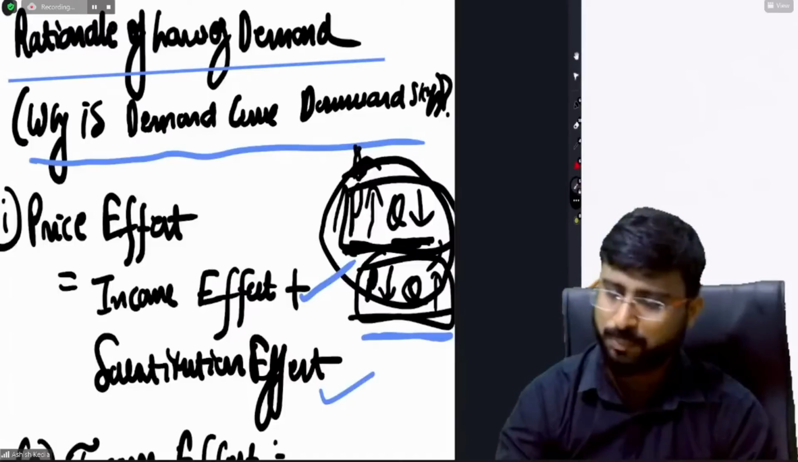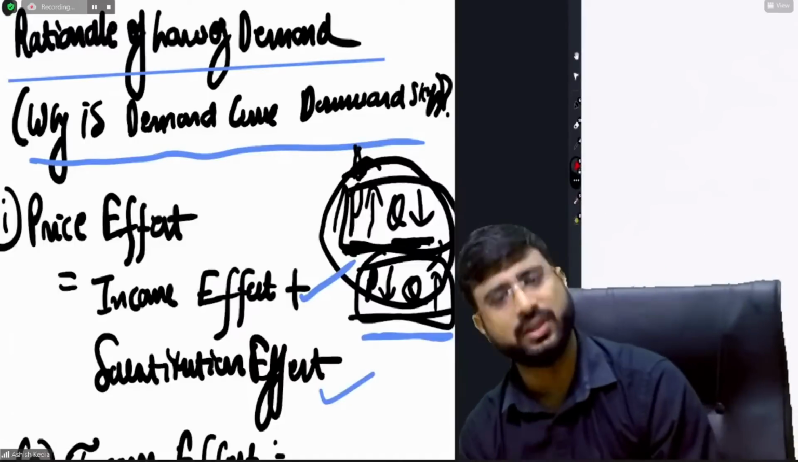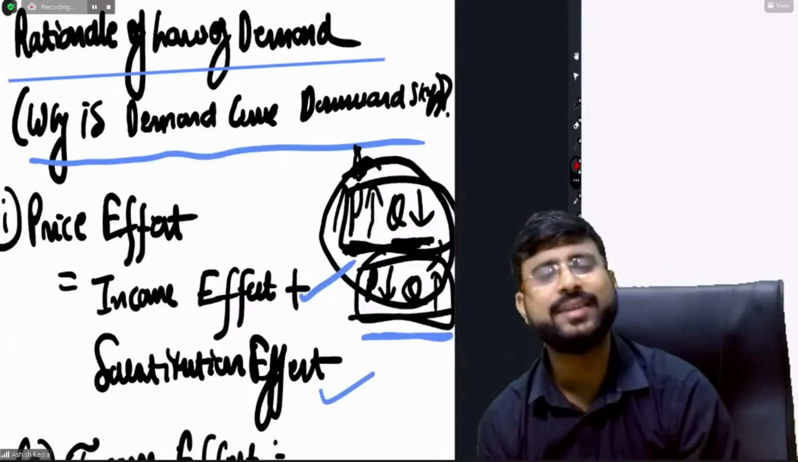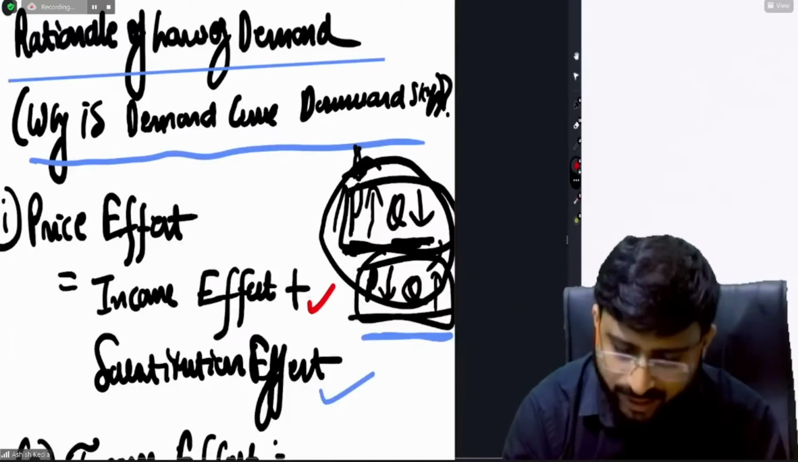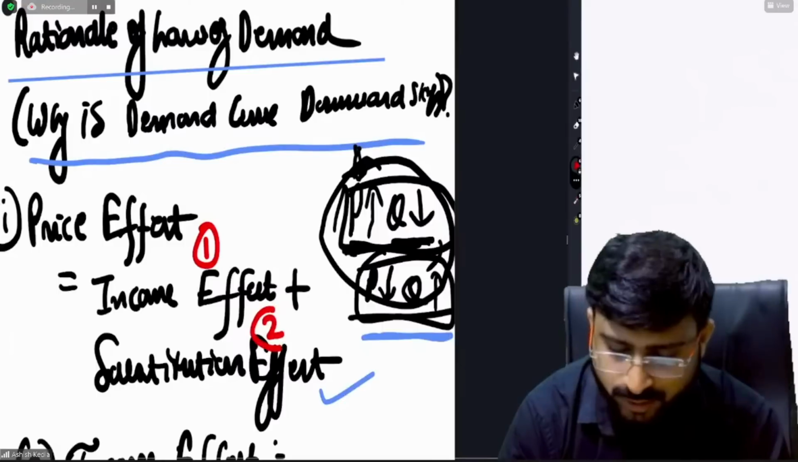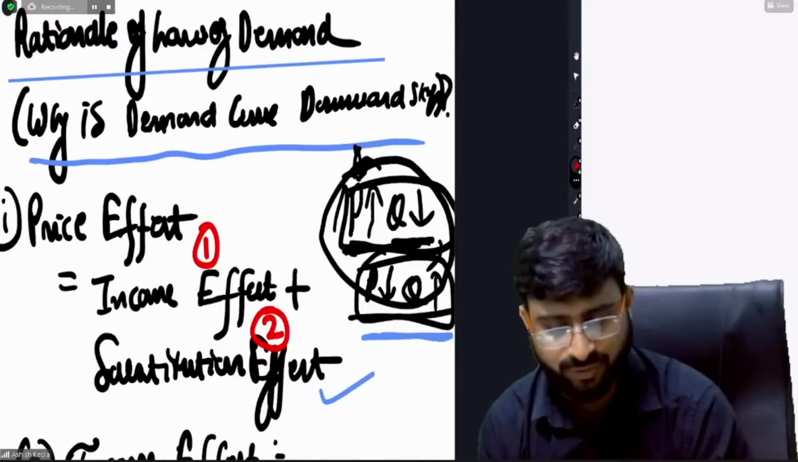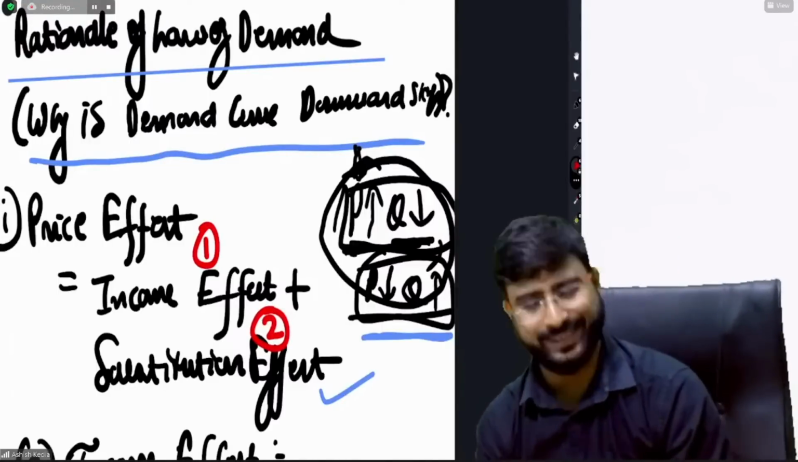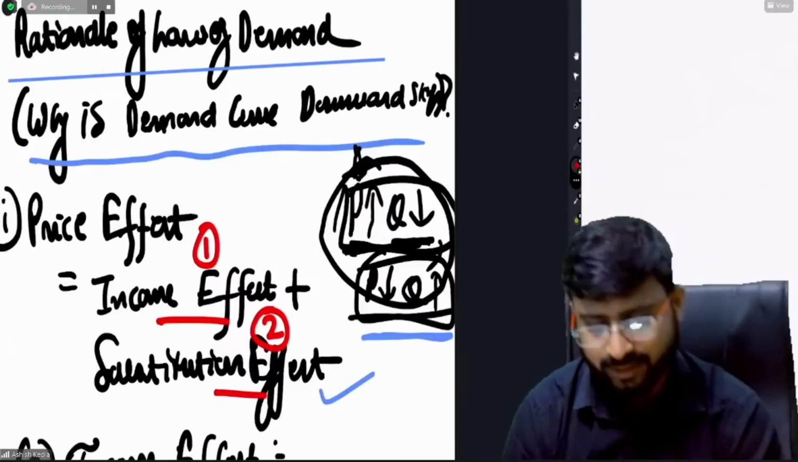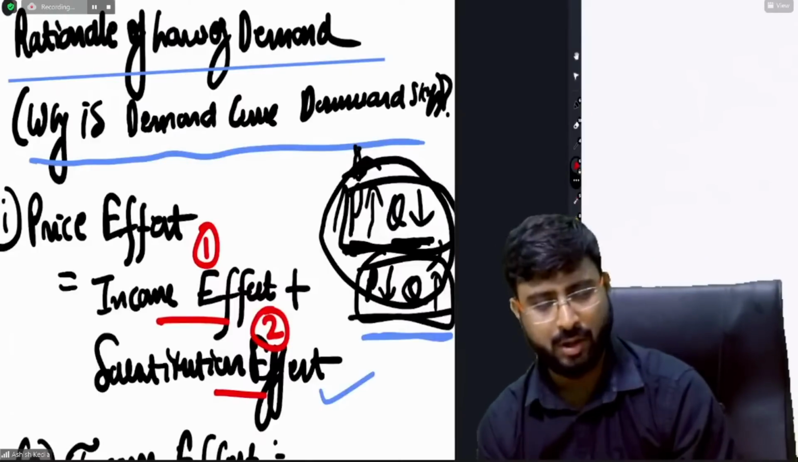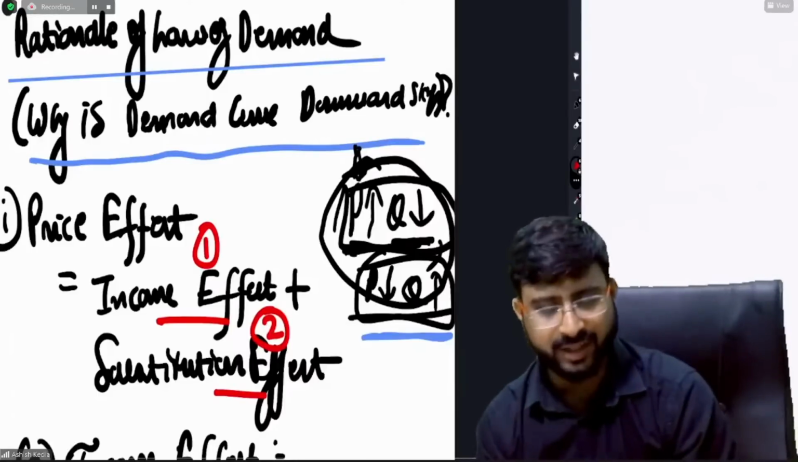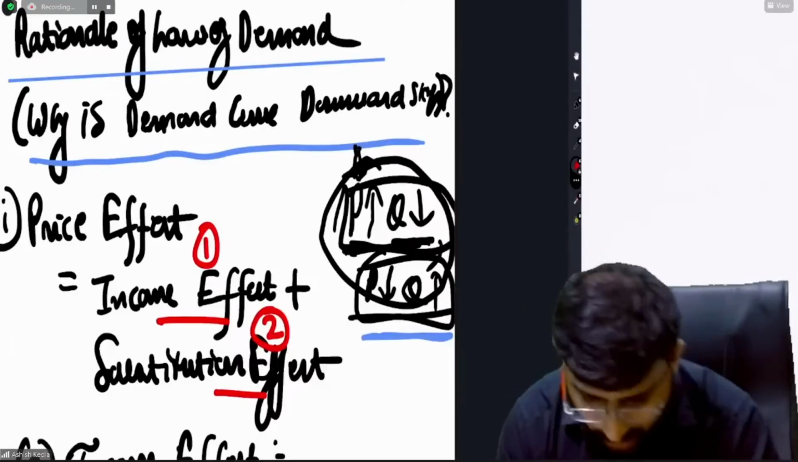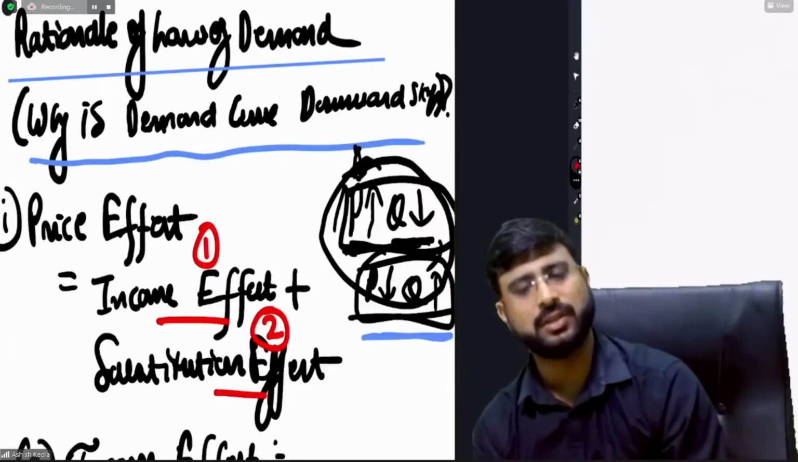Price effect is a sum total of two things, everyone. Number one, income effect, and number two, substitution effect. Price effect is a sum total of two things, income effect and substitution effect. Got it, sir? Yes, sir, it's correct.